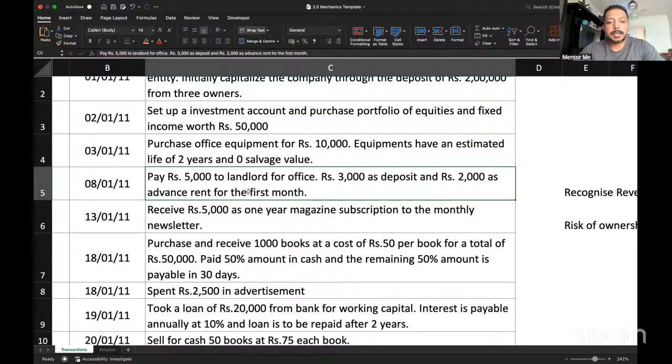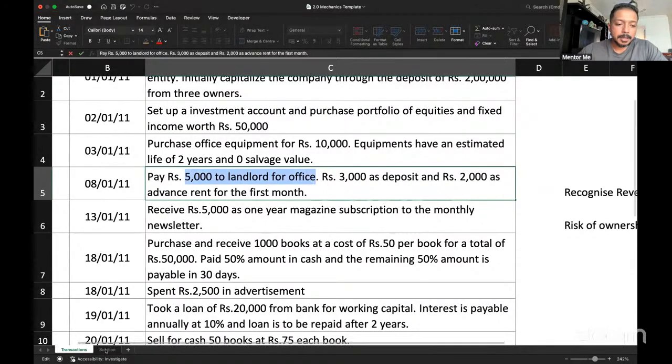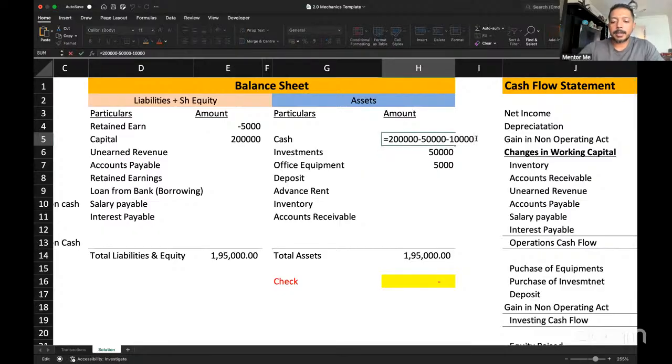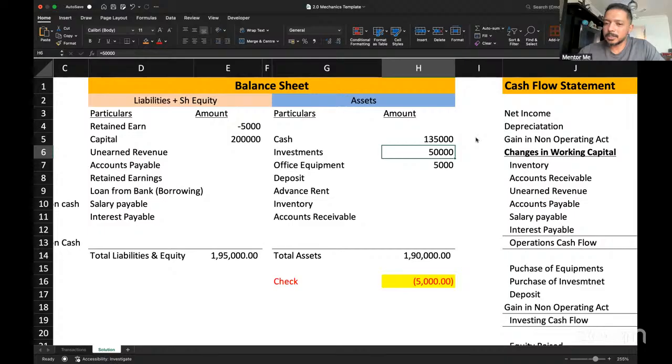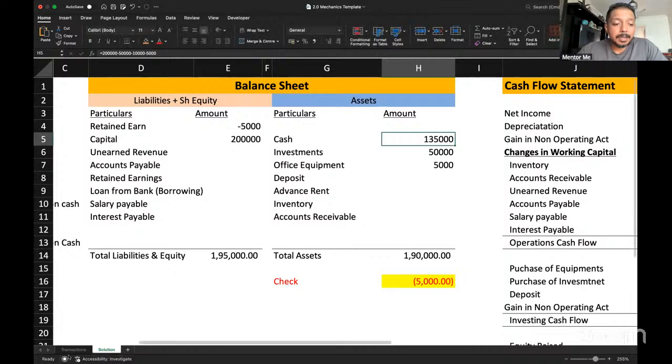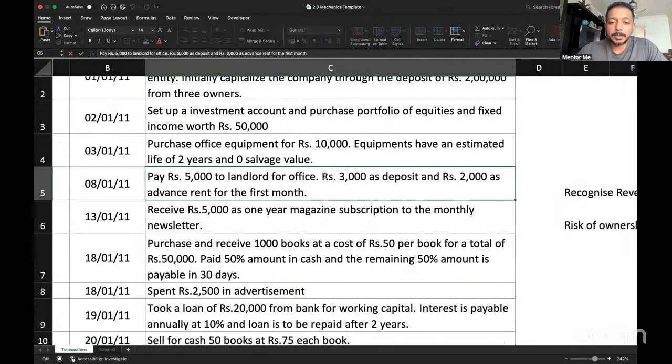Let's first take care of the first part. 5,000 is going, so how do we do that? Obviously, we are going to reduce cash by minus 5,000. That's the first part. What we do with it is secondary. Obviously, the balance sheet does not tally. Now, 3,000 out of this is deposit.